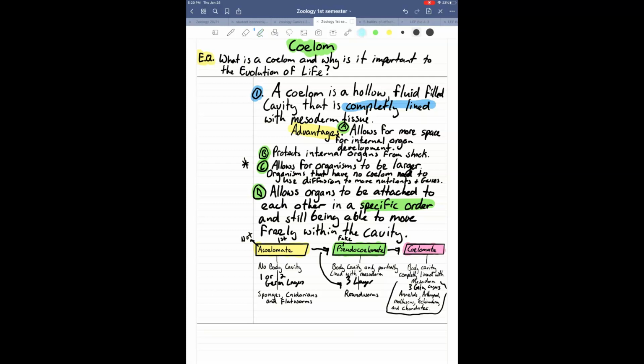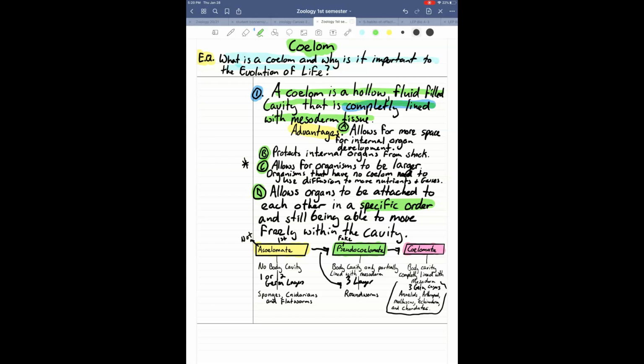the main thing that we're trying to learn here, which is, what is a coelom and why is it important to the evolution of life? So first, just a basic definition. A coelom is a hollow, fluid-filled cavity that is completely lined with mesoderm tissue. And remember, we talked about mesoderm tissue just a little bit, mesoderm germ layer, in the previous video lecture on what is a germ layer.